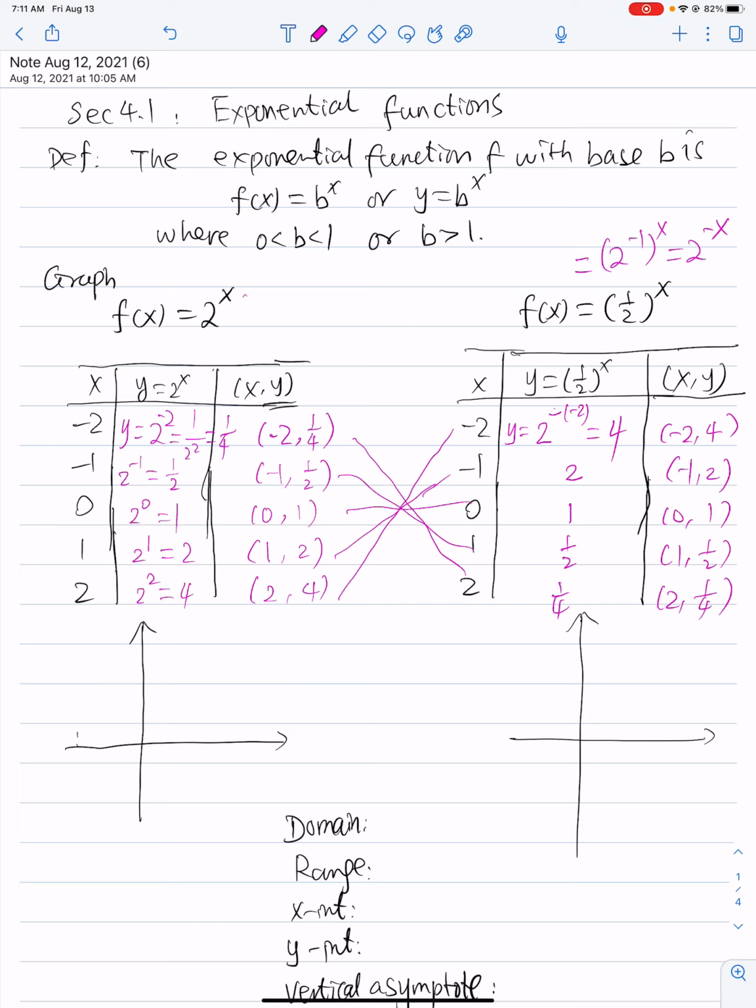So now let's draw the picture. 0, 1 is right here, 1, 2 right here, 2, 4 right here, -1, a half right here, -2, 1/4 right here. So what did you see when you use a curve? A smooth curve looks like this. Okay, similarly we draw the picture here.